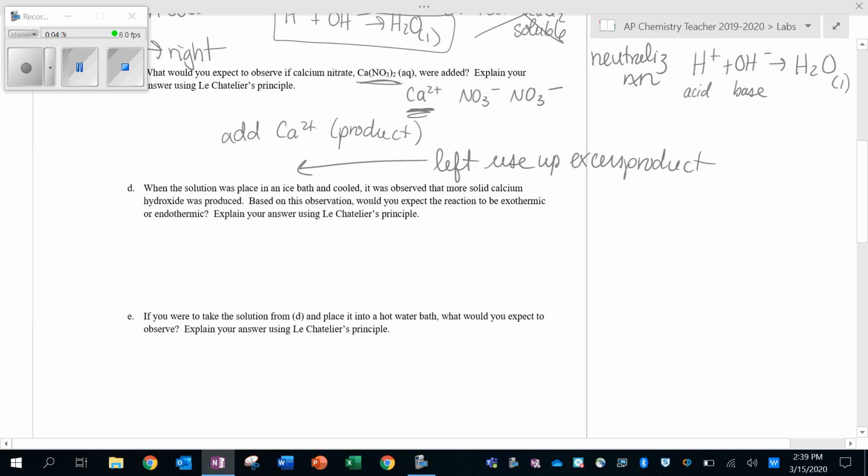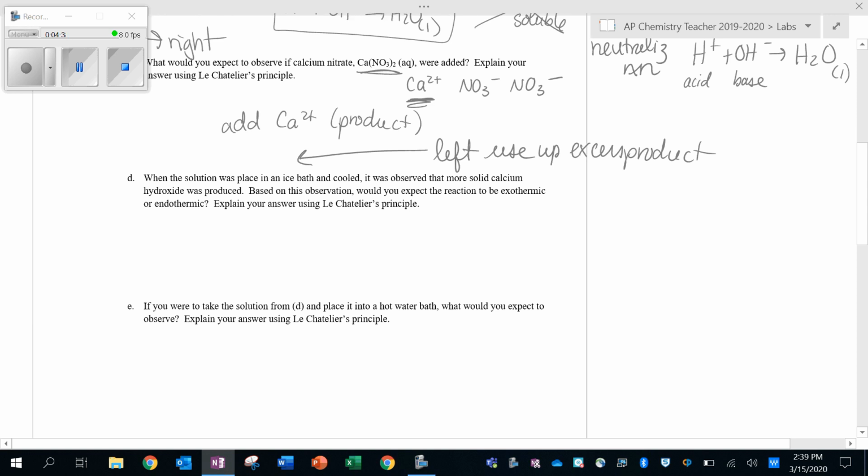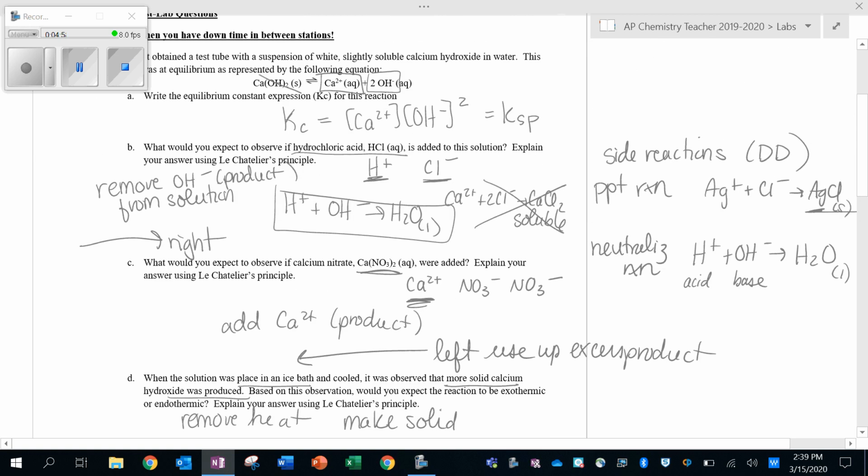If we look at this scenario, this is saying we make some observations. We place the solution in an ice bath. So ice bath means we're removing heat. And it's observed that more solid is formed. So when you remove heat, we make solid. If we look back at our reaction, it looks like the solid is the reactant.